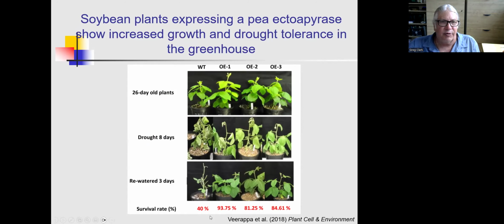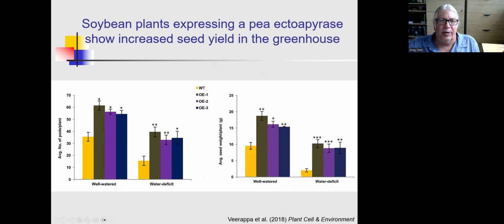And down here you can see the survival rate. And I hope you can tell that these transgenic lines of soybean, their drought tolerance was greatly increased. We wondered whether this expression of the P ectoapyrase might result in increased seed yield. And so under both well-watered conditions and water deficit conditions, we grew our soybean plants to maturity and harvested the seeds. And what we found was that both for the average number of pods per plant and average seed weight per plant, the 3 transgenic lines under both conditions, well-watered and water deficit, had statistically significant increases in the seed yield.